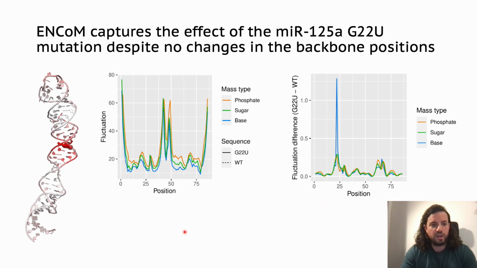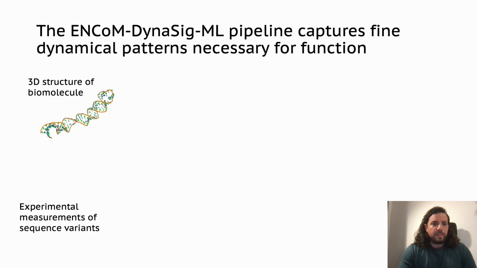around the mutation and around the nucleotides that are base paired in this region, so this red region here. But it also makes distal parts more flexible, like the loop region here. So the effect a mutation has can really be both local and global. And so the ENCOM DynaSig ML pipeline can be used, when mutagenesis data is available, to capture dynamics-function relationships.